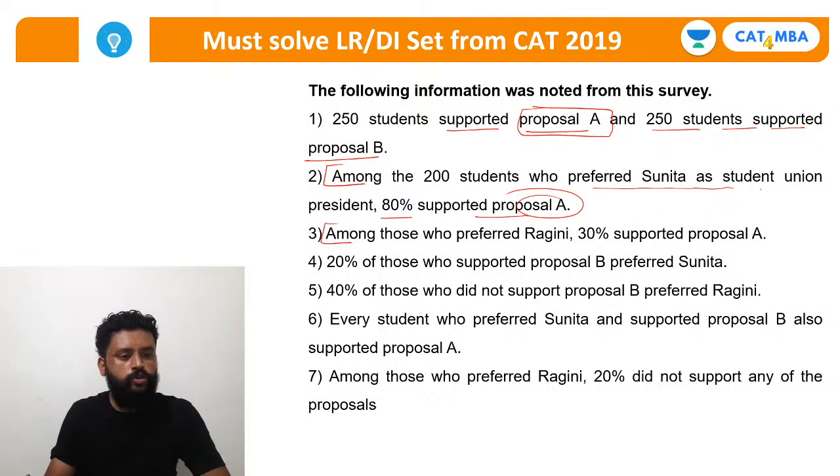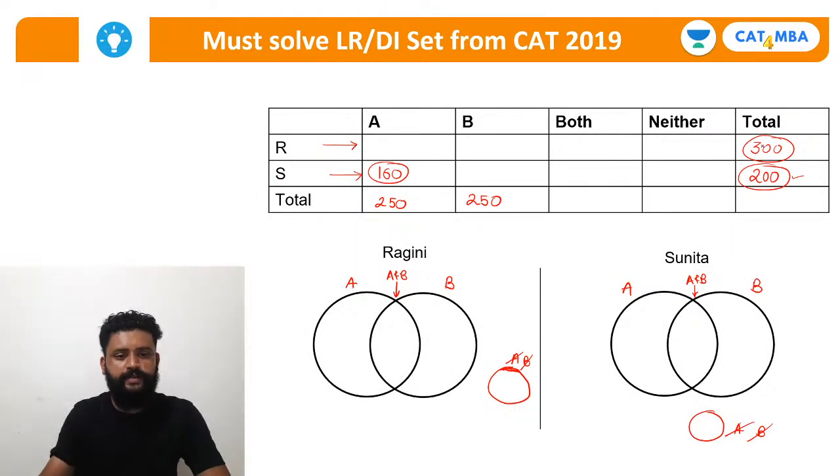Then among those who preferred Ragini, 30% supported proposal A. 30% supported A. What will 30% of this be? 10% of it is 30, so 30% will be 90. And this is how it is R plus A. This was going to be 250, so you could have written it directly too, it is not compulsory. Yes, 160 and 90. So understood these two values?